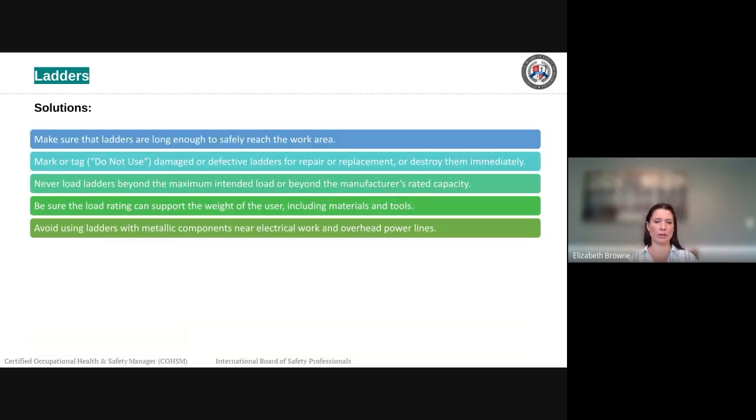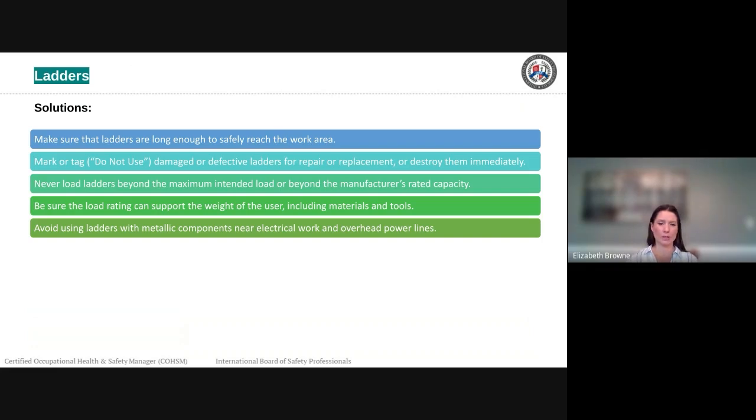Additionally, we want to make sure ladders are long enough for the workers to safely reach the work area. So this encourages the proper use of ladders, always maintaining 3 points of contact with the ladder, and not using a ladder in an improper way or in a way it's not meant to be used.